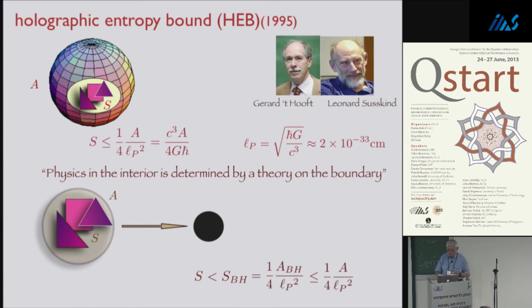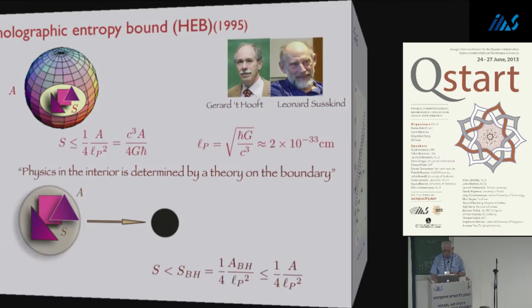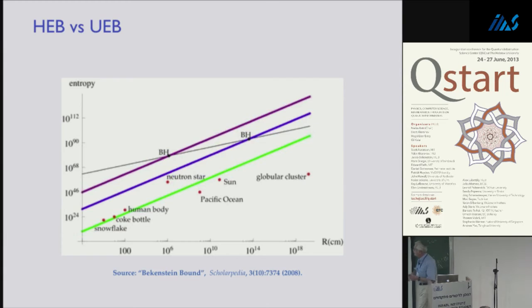So you have a proof of the holographic bound. Now I want to compare the two bounds, the universal and holographic bound. This is entropy, and this is the size of the system in centimeters. These are natural entropy units. The gray line here is the holographic entropy bound, and you see black holes sitting on it. The holographic bound is built on the formula for black hole entropy, so the Schwarzschild black hole saturates the holographic entropy bound.